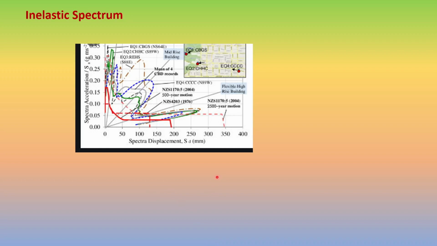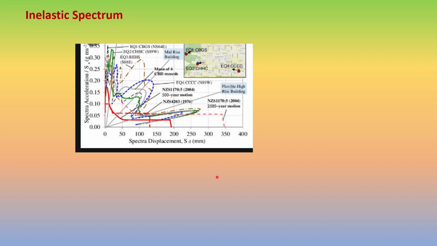Now there is one concept called the inelastic spectrum. What is that? So far, the response spectrum we have considered, the single degree of freedom system was linear. That is, non-linearity was not introduced in the behavior of the single degree of freedom system. It was that Fs equals k into u, it was elastic, a straight line.